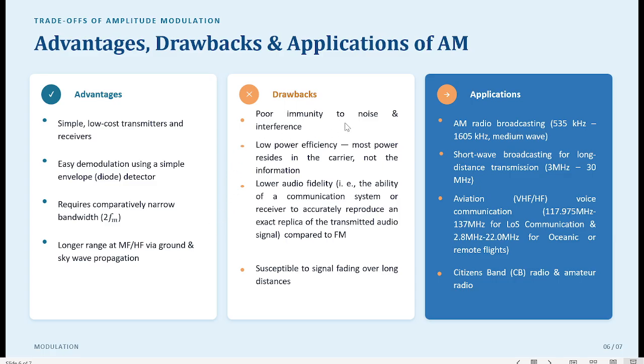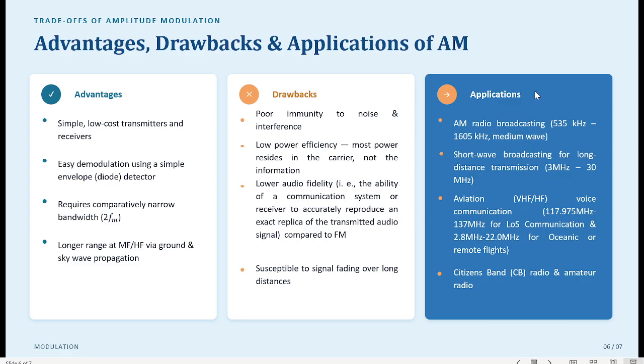Some of the drawbacks of amplitude modulation are listed here as poor immunity to noise and interference. So noise is quite large in case of amplitude modulation. Power efficiency is also low because most of the power resides in the carrier, not in the side bands. Then another drawback is that amplitude modulation has lower audio fidelity compared to frequency modulation, and finally signal fading also occurs in case of amplitude modulation.